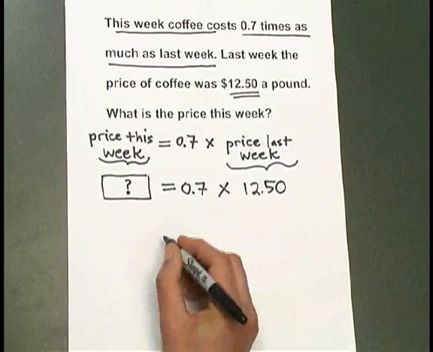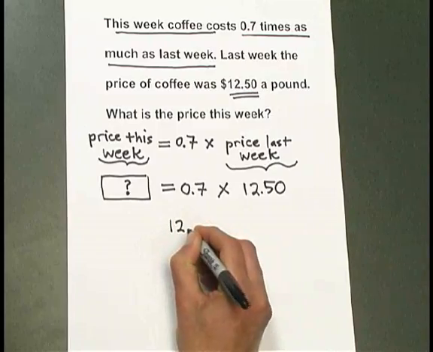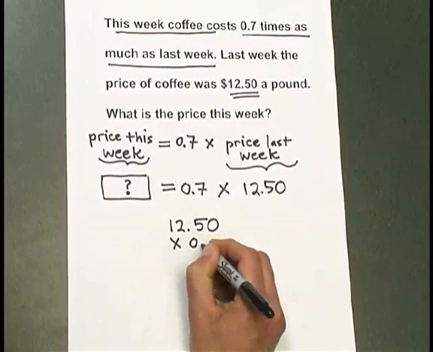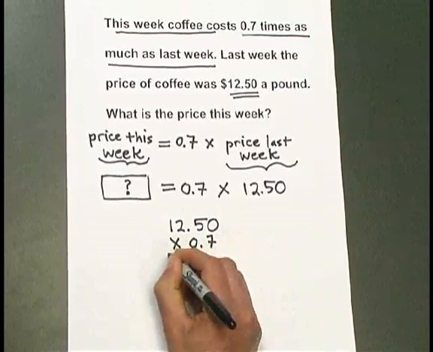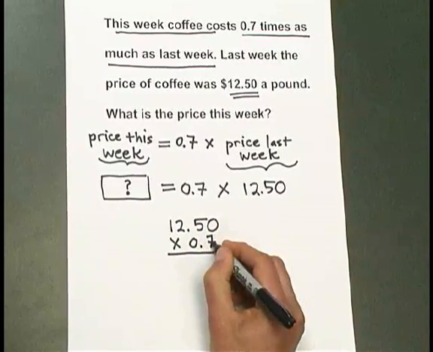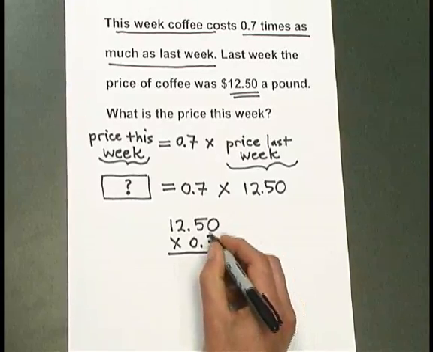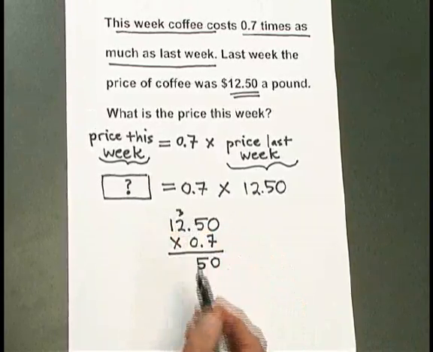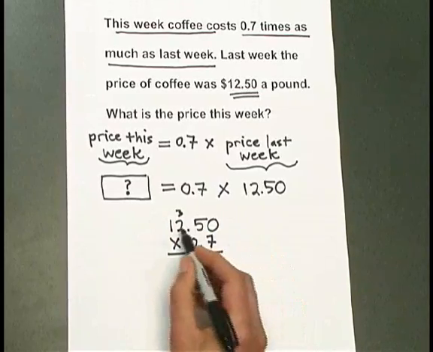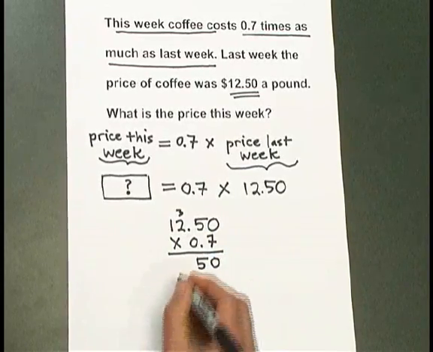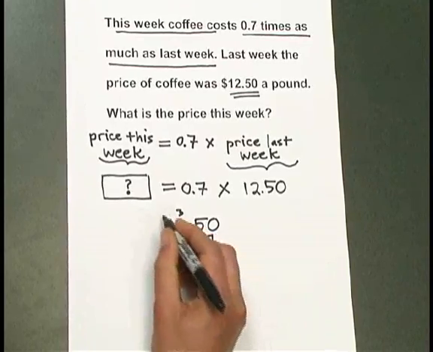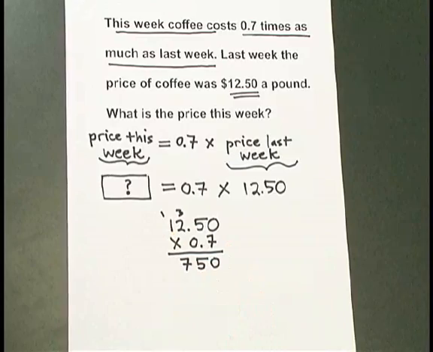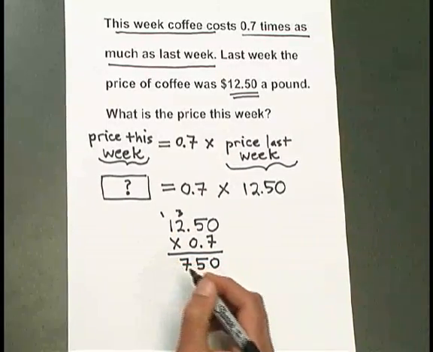Now, because we're multiplying, it doesn't matter which number I write first. 1250 times 0.7 equals 7 times 0 is 0, 7 times 5 is 35. Write the 5, carry the 3. 7 times 2 is 14, plus 3 is 17. Write the 7, carry the 1. 7 times 1 is 7, plus 1 is 8.